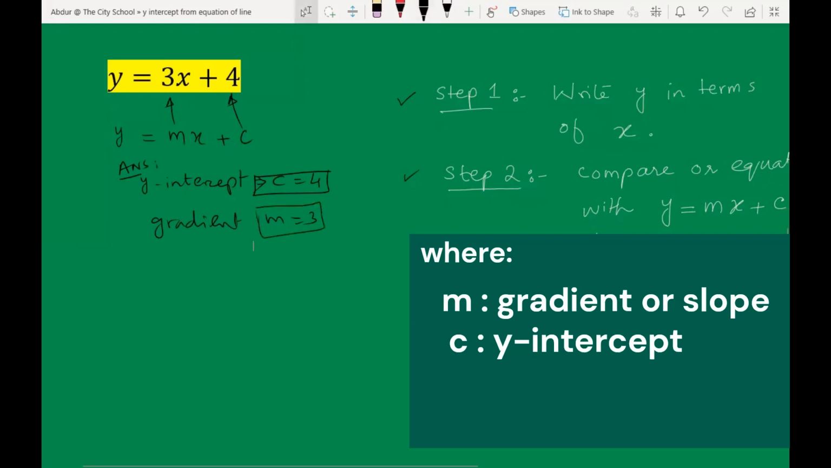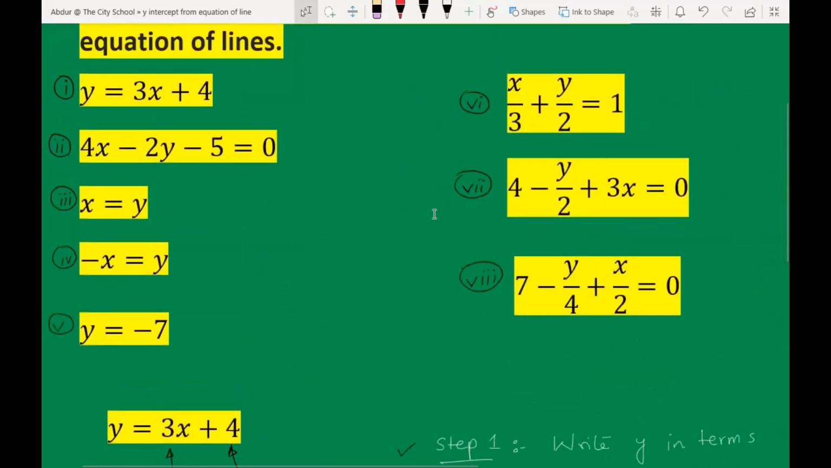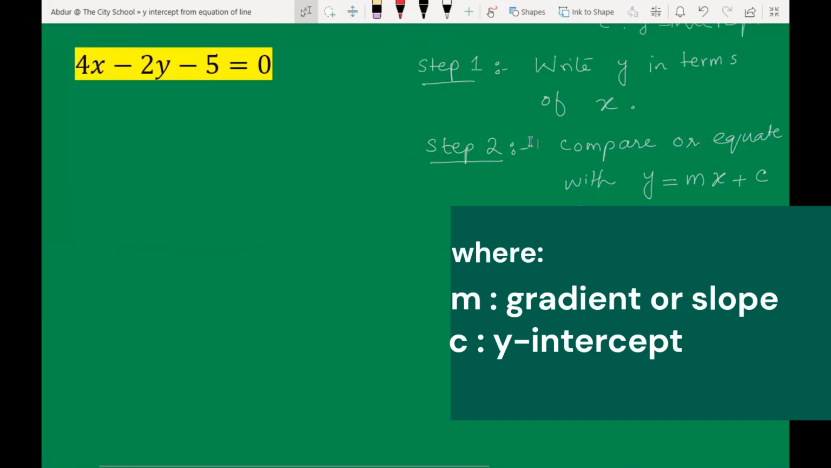Now I'm going to take another example. Equation number 2. For equation number 2, we have to follow these steps. Step number 1 is write y in terms of x. So this is equation number 2, 4x minus 2y minus 5 equal to 0. To write y in terms of x, you have to shift 4x and minus 5 to the right side. So it will be minus 2y equals minus 4x plus 5.